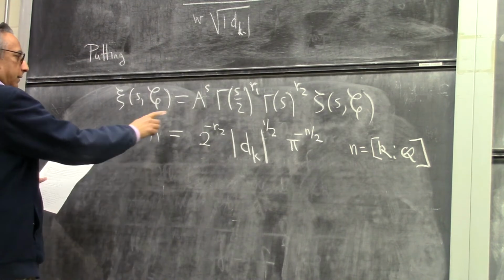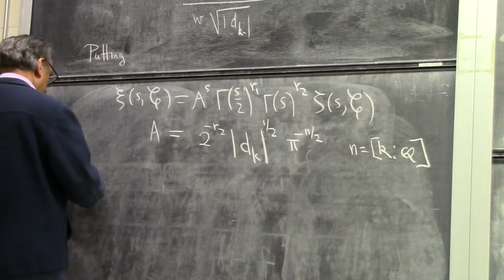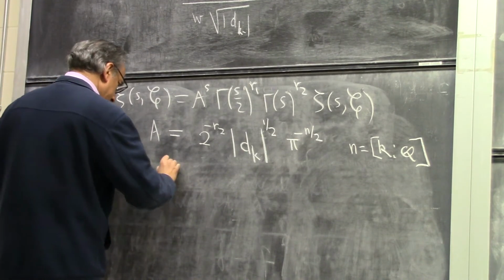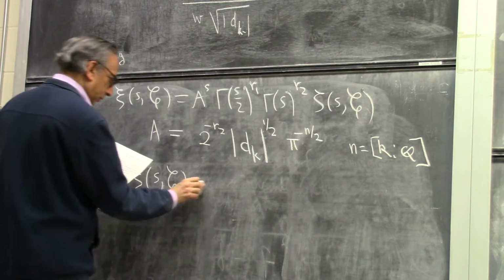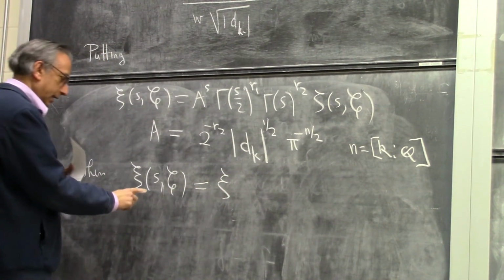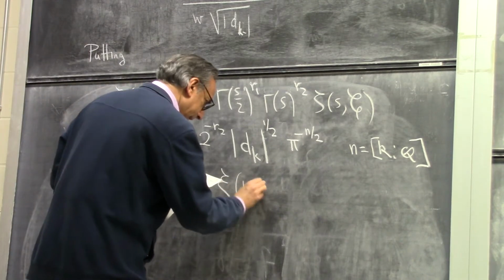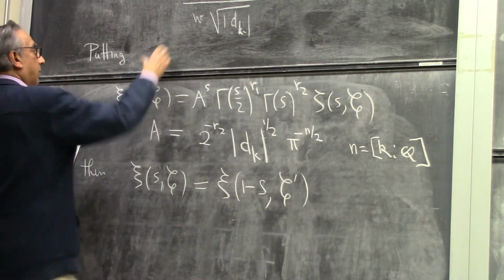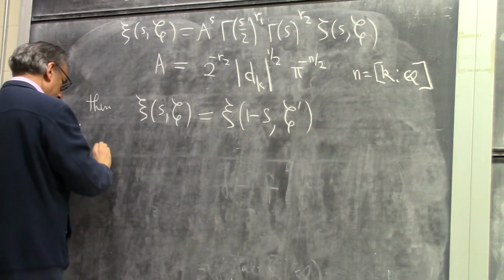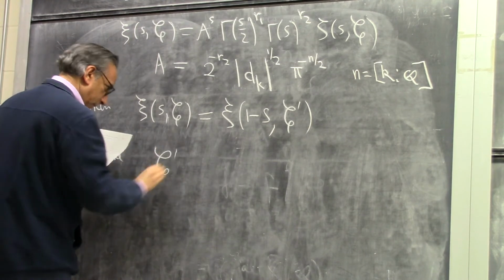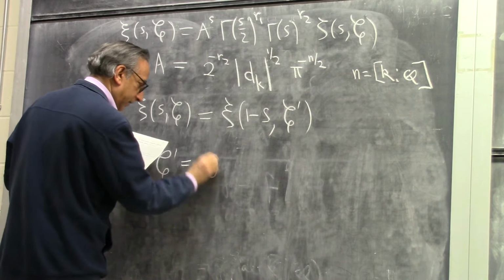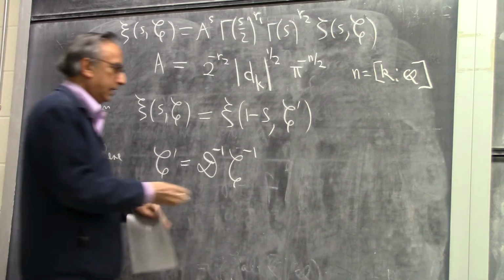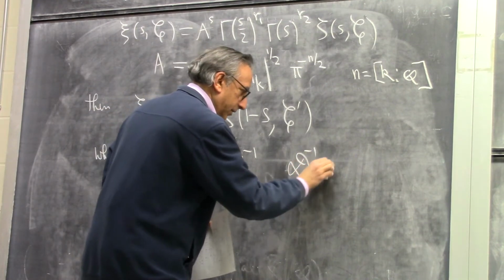So this is the function C(s, C), and the functional equation takes the form C(s, C) is equal to C(1 minus s, C prime), where C prime turns out to be equal to the inverse different times the inverse class. So this D is the inverse different.